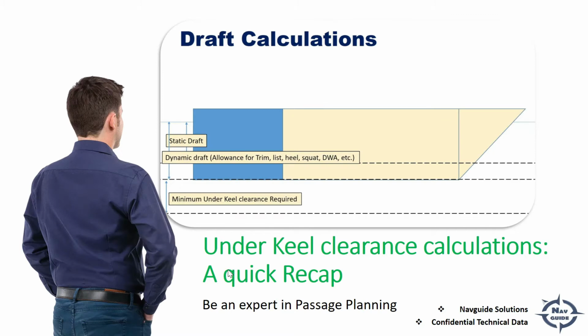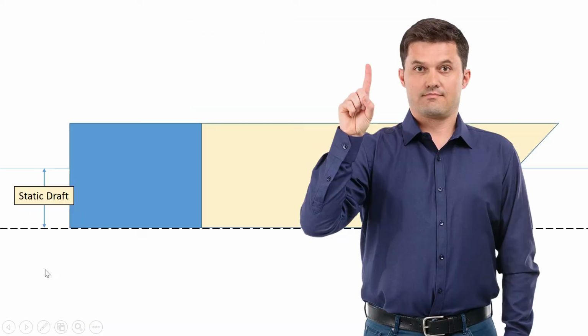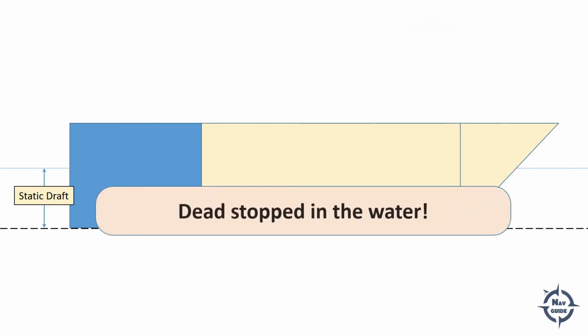Let's go for a quick recap of the underkeel clearance calculations, or your draft calculations. This is a brush up. I'm sure you know most of this. You have a static draft of the ship. This draft is basically the draft when the ship is dead stopped in the water.